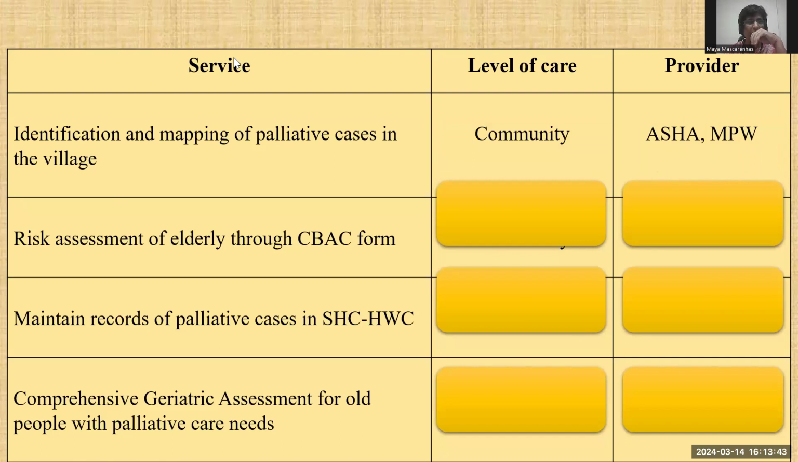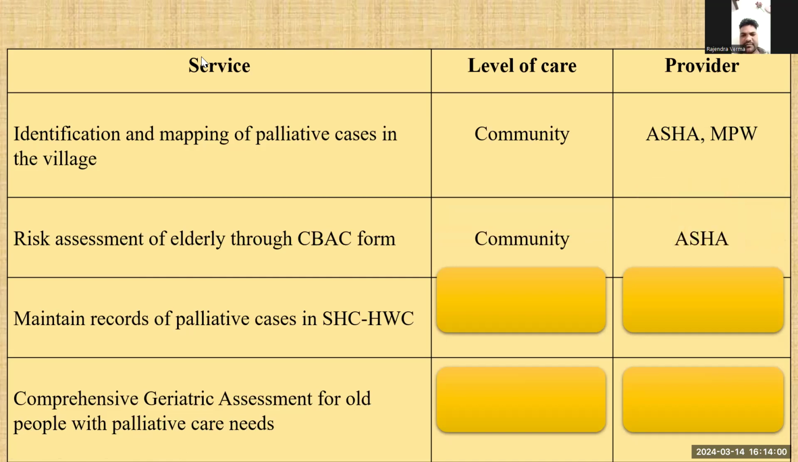राजेंद्र वर्मा. दूसरा वाला. Risk assessment of the elderly. Palliative या elderly using CBAC form. एक CBAC form कम्युनिटी level में भरता है. Community level. Very good. My goodness. और कौन करते हैं? आशा. Asha. Good.